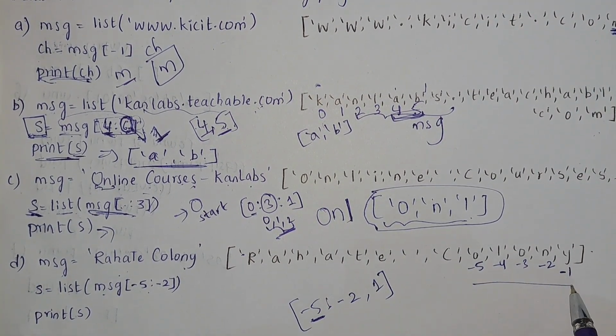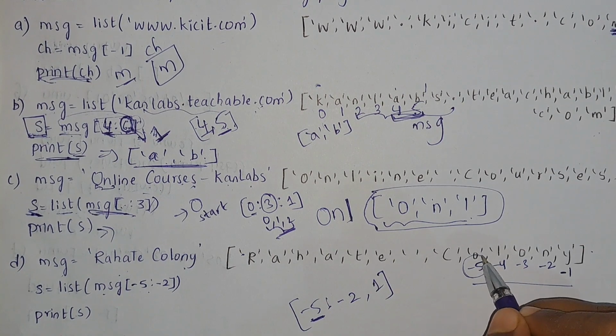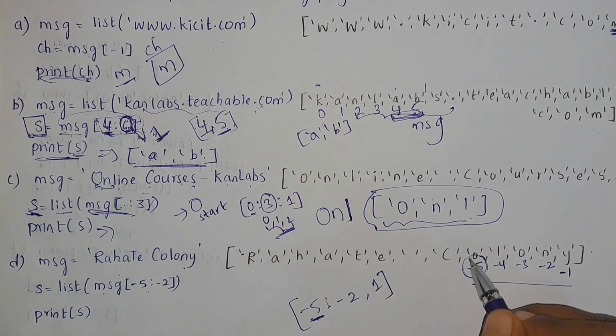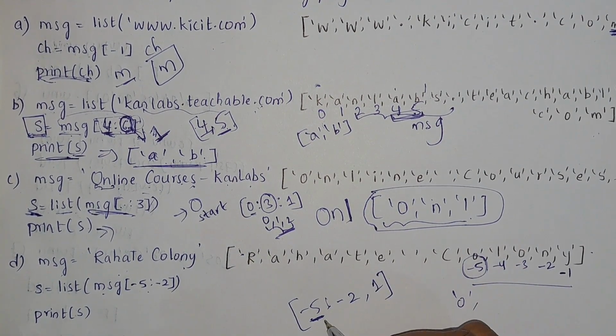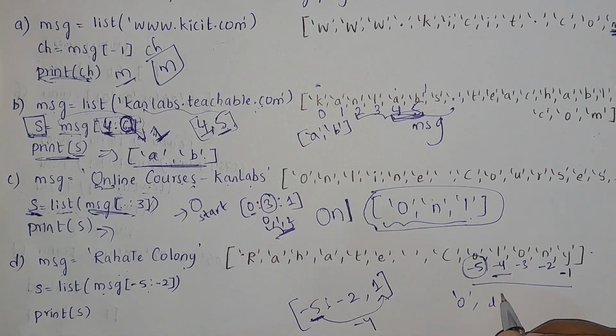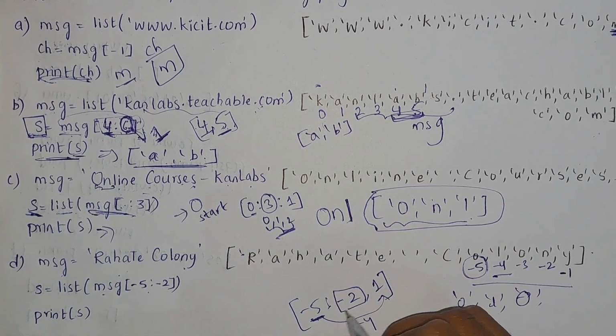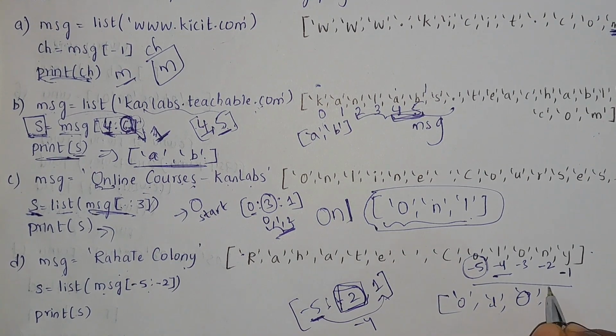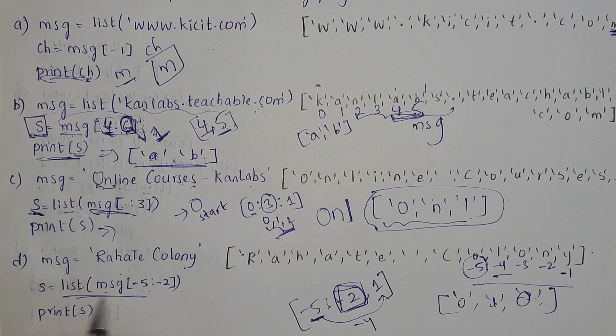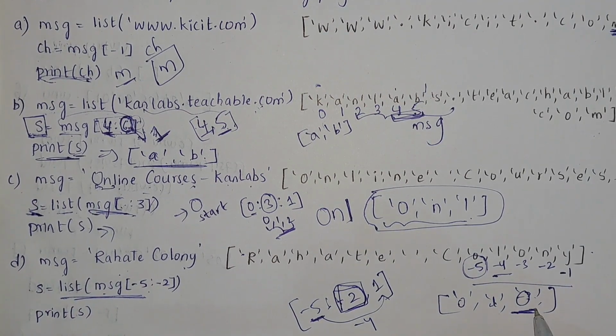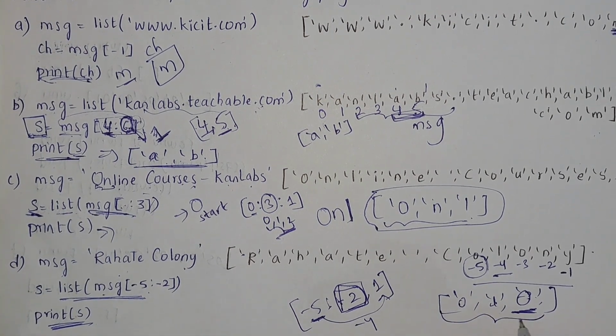So if you take the indexing, now this is -5. That means you are starting with -5. Your item will be O. And next if you add 1 to it, again -4, that is L. Again -3, that is O. So this -2 is exclusive. That means it is not included. So your list will be with O, L, O as the items. So here your list will be in this manner. Now if you print S, your output will be this.